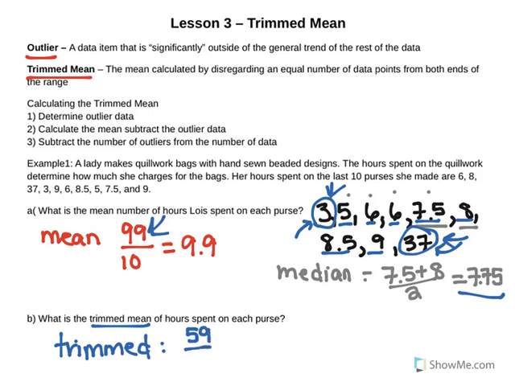Now, because we took 2 numbers out, we're no longer dealing with 10 numbers, but we're dealing with 8 numbers. So the trimmed mean is now 7.375. And what you should notice is it's matching the median a little bit more. So we're going to visualize this.